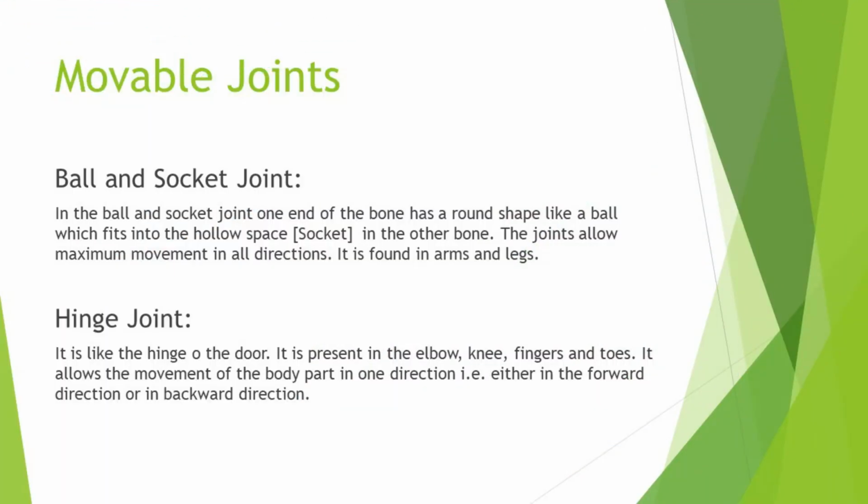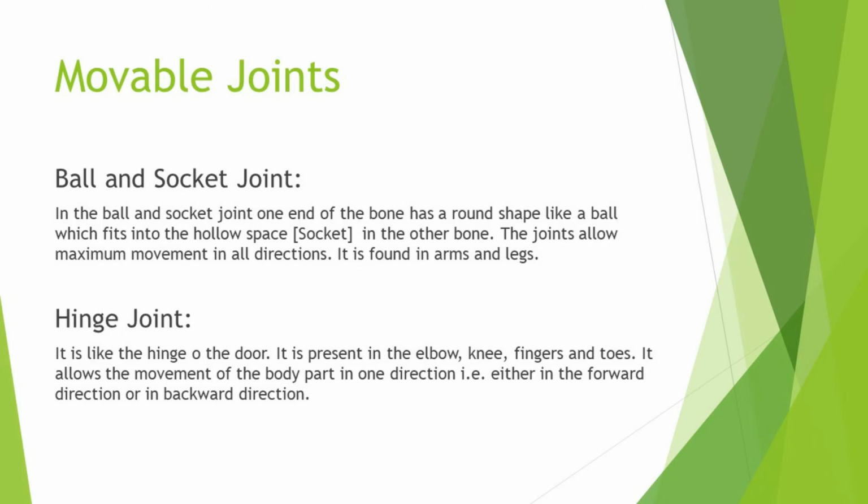Now, movable joints. First we will see the ball and socket joint. In this joint, one end of the bone has a round shape like a ball, which fits into the hollow space, that is the socket, in the other bone. The joint allows maximum movement in all directions and is found in the arms and legs. So in this joint we can rotate our hands and legs in a 360-degree direction.